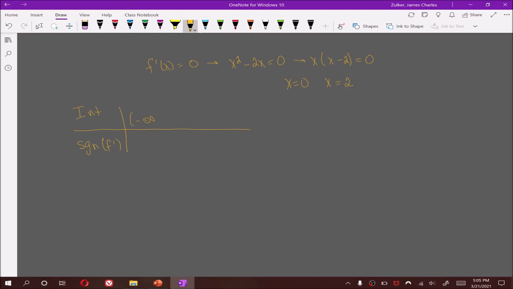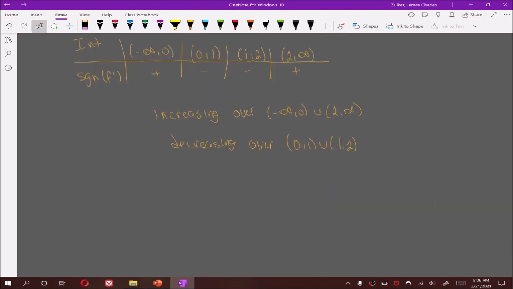We'll go minus infinity to 0, 0 to 1, 1 to 2, and then finally 2 to infinity. And we will get plus, minus, minus, plus, so increasing over minus infinity to 0 and 2 to infinity, which are the ends, decreasing in the middle. So over 0 to 1 and 1 to 2.